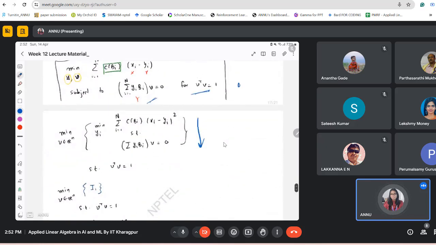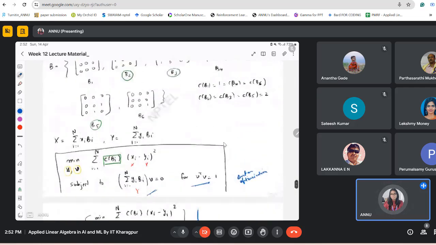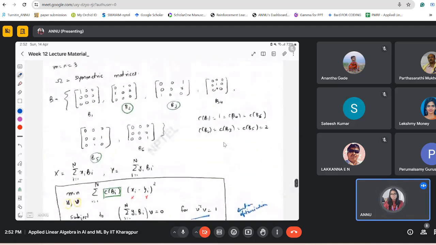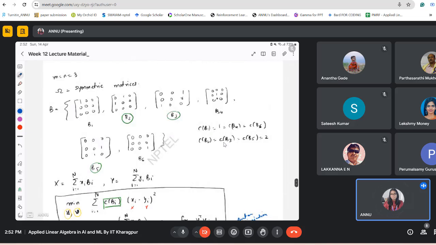Now we can write x in terms of basis vectors, and y also in terms of basis vectors, because x and y both belong to big omega. Now we want to minimize the sparsity also, so the number of ones should be less. So C of bi times xi minus yi whole squared, the same for all, hence the summation, subject to y also being 0. This can also be written as the summation over y and bi such that v transpose v equals 1.